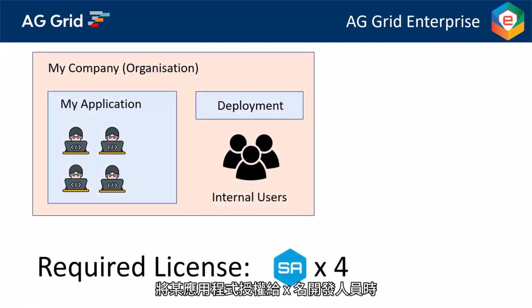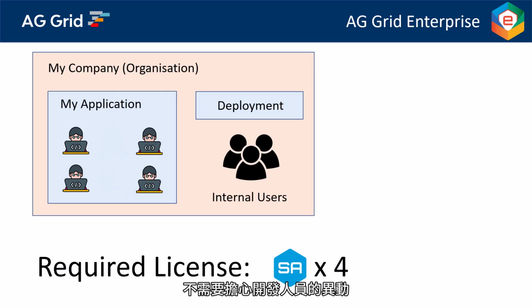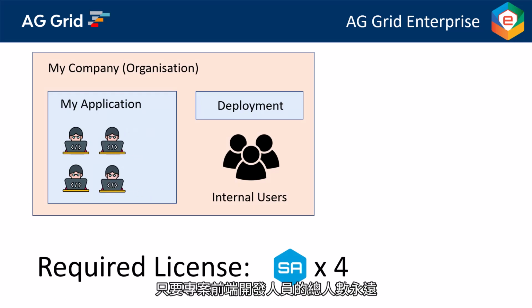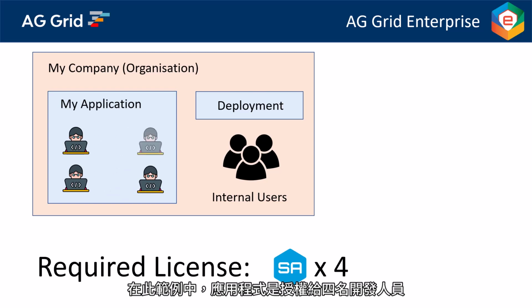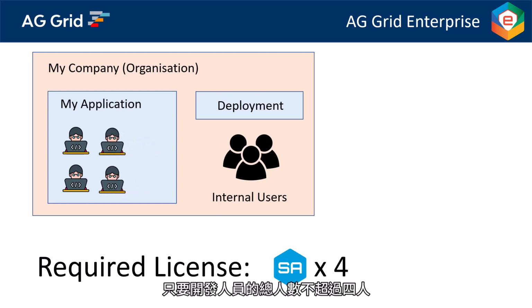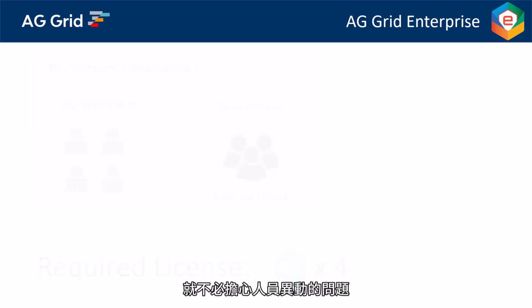When you license an application for X number of developers, it doesn't matter if developers are moving onto and off the project, as long as the total number of front-end developers on the project at any one time does not exceed the number of licensed developers. In this example, the application is licensed for 4 developers, so developers can come and go as long as the total developer count doesn't exceed 4.